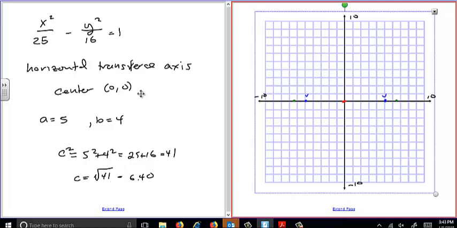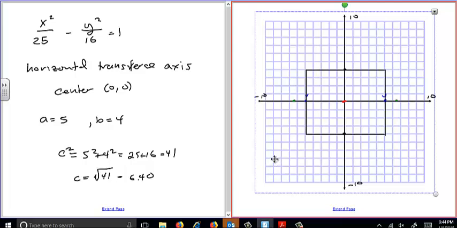And then finally, we're going to go 4 units in the other direction, which in this case is the y direction. 1, 2, 3, 4. And you go 1, 2, 3, 4 the other way. So just like we did with the ellipse, we're going to draw a rectangle, with a horizontal line going through this point, which is on the non-transverse axis. And you could do the same thing over here. You go through the vertex, not through the focus points.